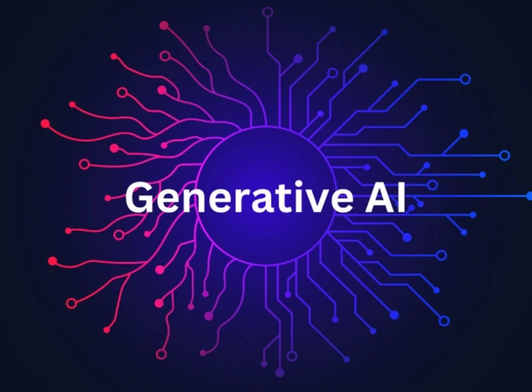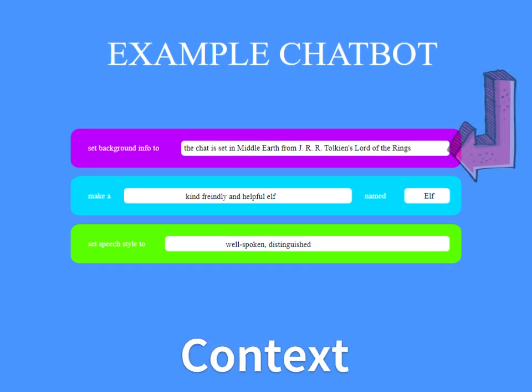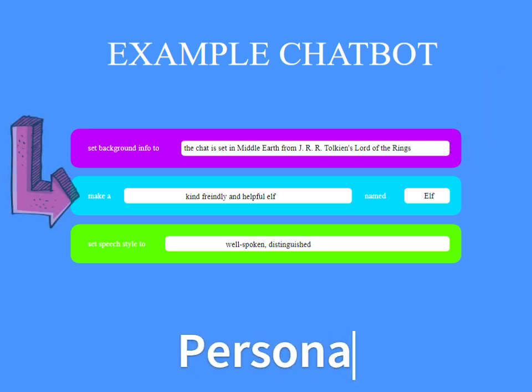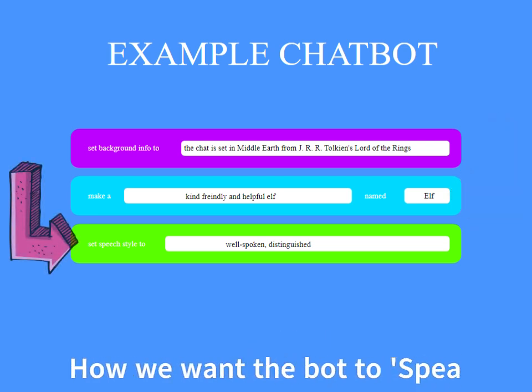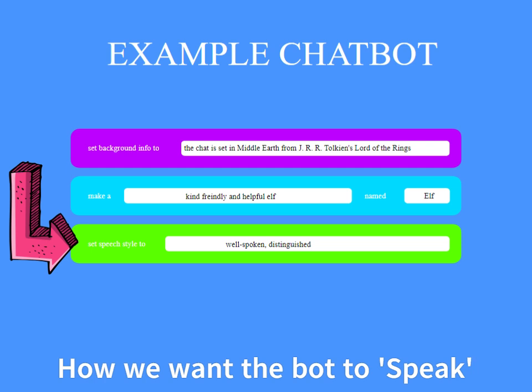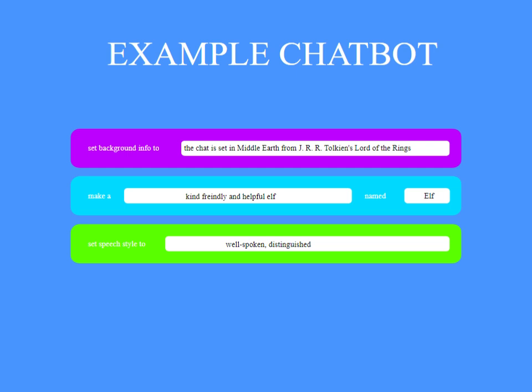For example, let's consider this basic chatbot. We have the ability to set up the background information or the context. Next, we can decide what type of chatbot we want. Here, we have the persona the bot assumes. And of course, we name it. Then we decide how we want the bot to speak. For instance, should it have an affect, an accent, etc.